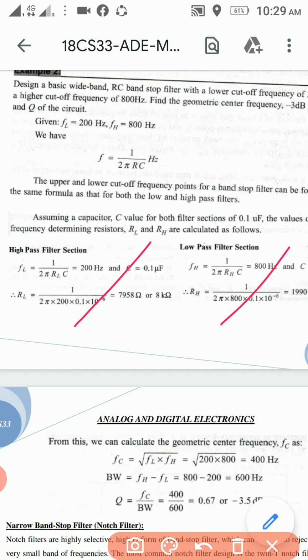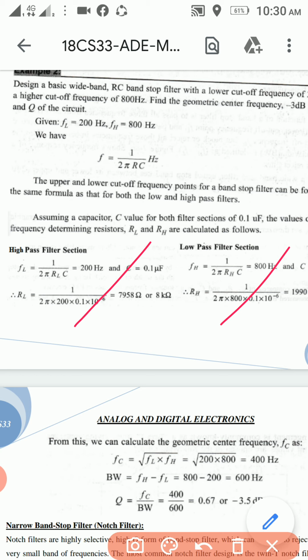This is the way we have to do the design of the wideband filter. Basic wideband: you have to remember the formula, F is equal to 1 by 2 pi RC. Here he has clearly mentioned the lower cutoff frequency and higher cutoff frequency, and you should know which filter offers which frequencies. The high pass filter always offers the low frequency signal, and the low pass filter always offers the high frequency signal. Depending on that, we have to choose the frequency values.